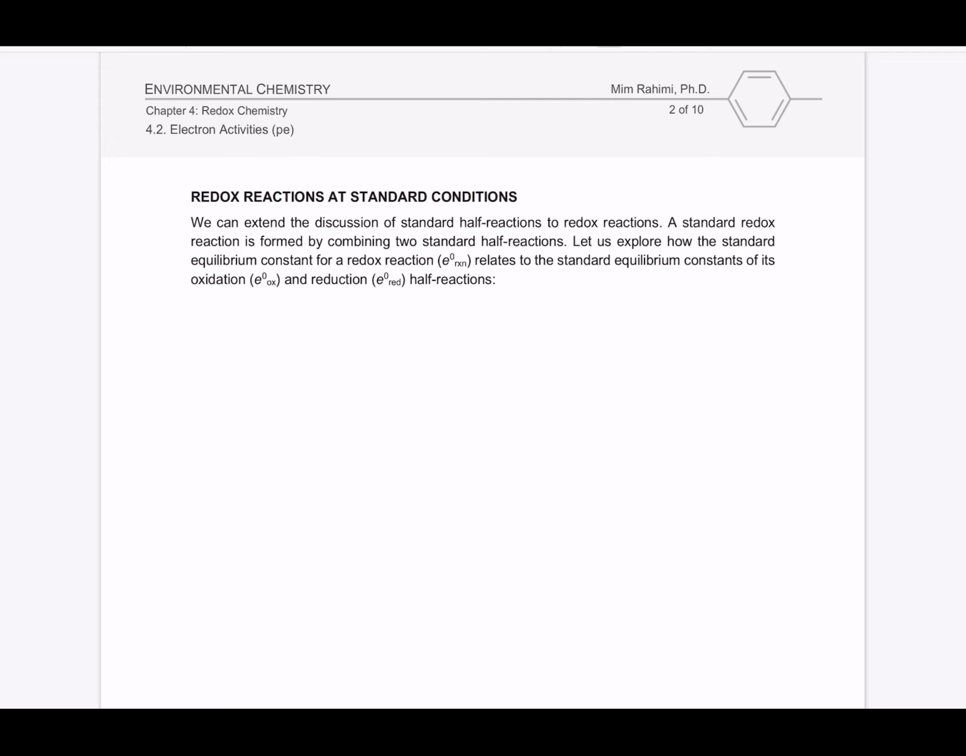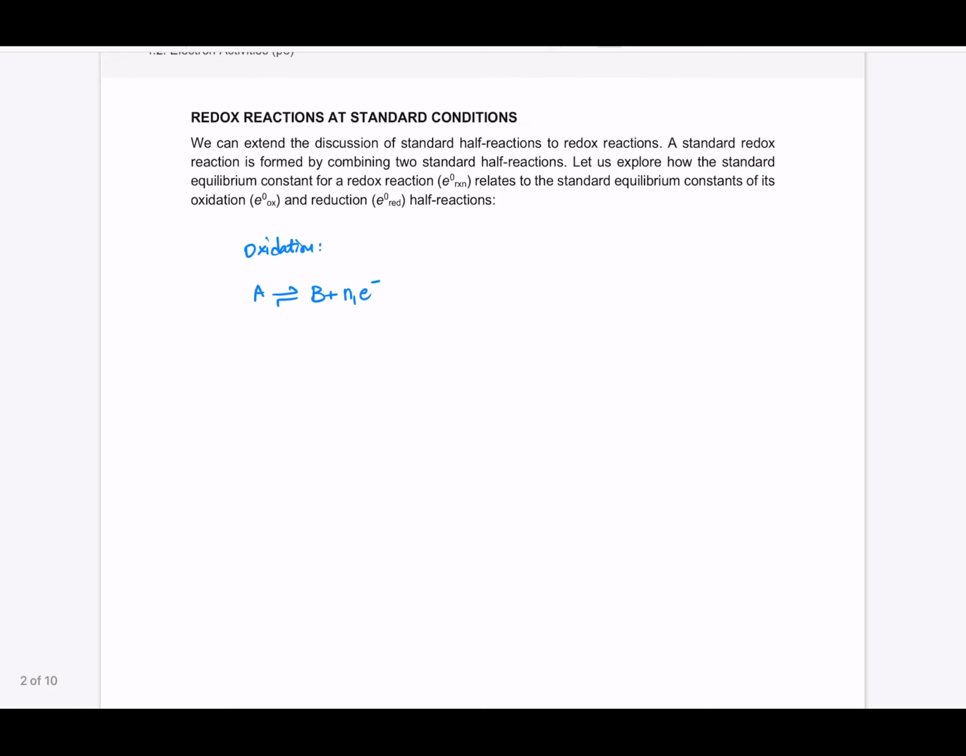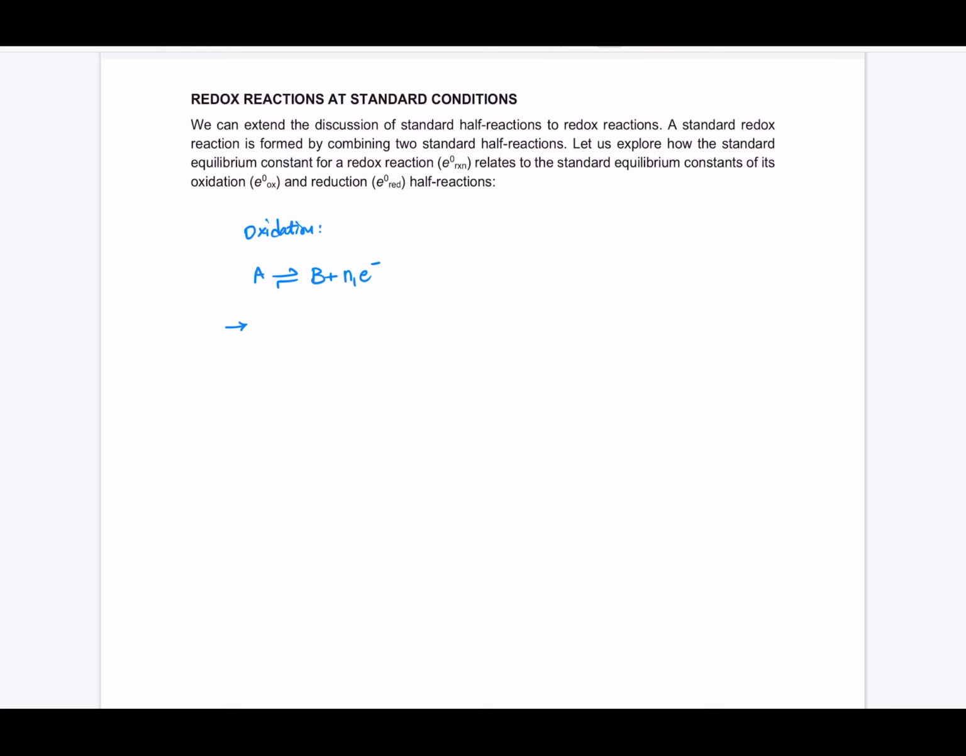So let's assume this very general notation for the oxidation and reduction reaction. So oxidation, let's assume this is A forming B plus n1 electron. The standard notation for this half reaction would be 1 over n1 A forming 1 over n1 B plus electron. And for this specific reaction, the K value would be equal to E0 of oxidation.